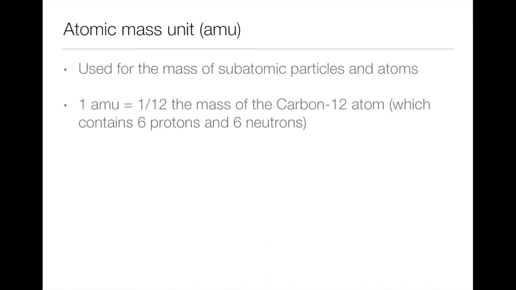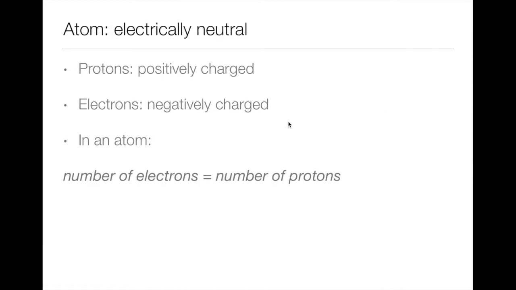Now let me move on and introduce you to the atomic mass unit, or AMU. It is used for the mass of subatomic particles and atoms. 1 AMU is 1/12 of the mass of the carbon-12 atom. Carbon-12, that means it has 6 protons and 6 neutrons. An atom is electrically neutral, we said that. But we said that it has charged particles, protons and electrons, that are positively and negatively charged. Therefore, how can it be electrically neutral? Because the number of electrons is equal to the number of protons, and electrons and protons have the same charge, but negative and positive.